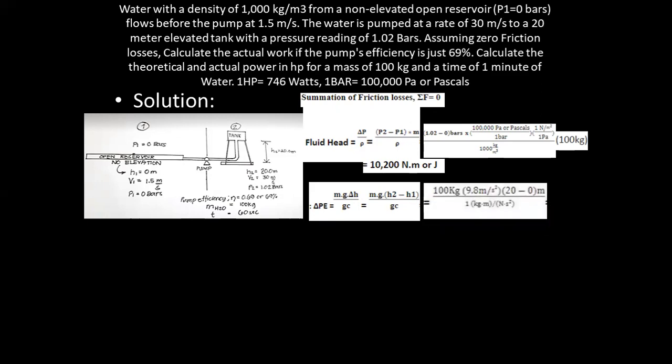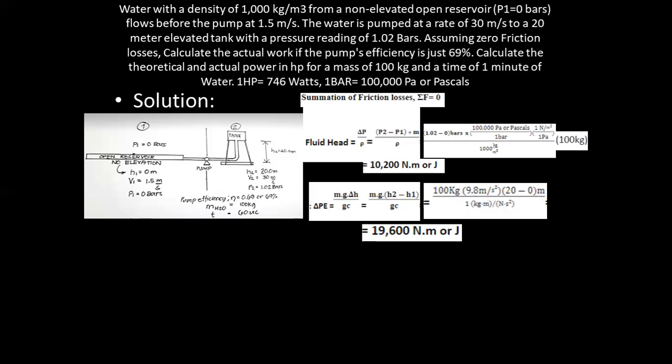Now, if we substitute the values, the mass is 100 kilograms multiplied with Earth's gravity at 9.8 meters per second squared, multiplied with the change in height, 20 meters minus 0 meter, over our gc at 1 kilogram meter per Newton second squared. Further simplifying the quantitative values, this gives us 19,600 Newton meter or joules for potential energy.